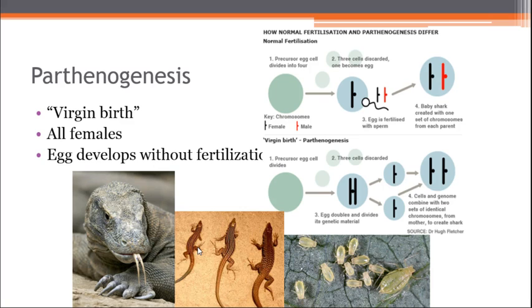You have this egg, right? But it's all already diploid. It doesn't have to be fertilized. So the only difference between the actual development process in parthenogenesis and sexual reproduction is that you start out with a diploid cell that is a clone of the mother, okay? And then everything else progresses normally after that.